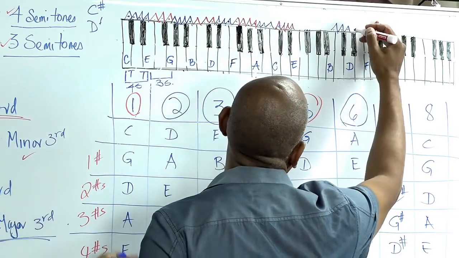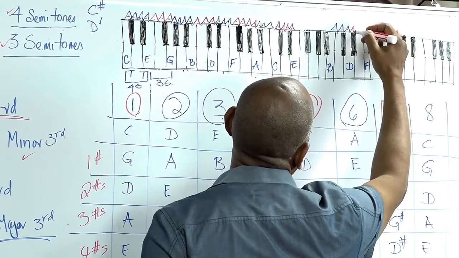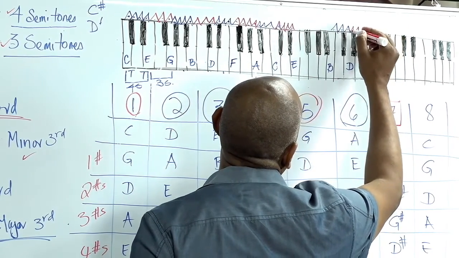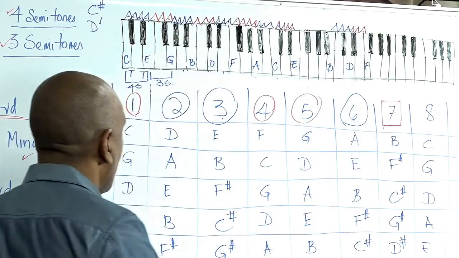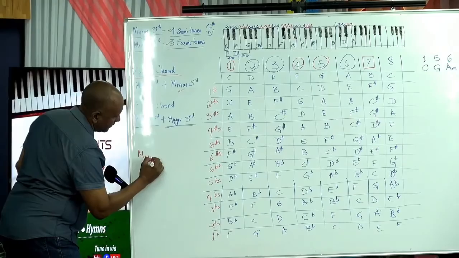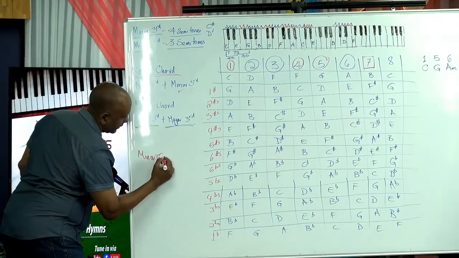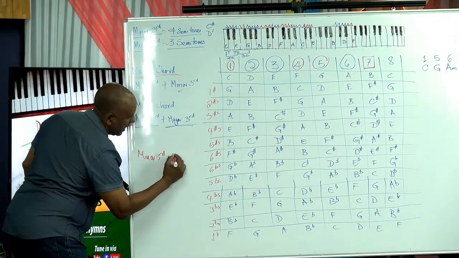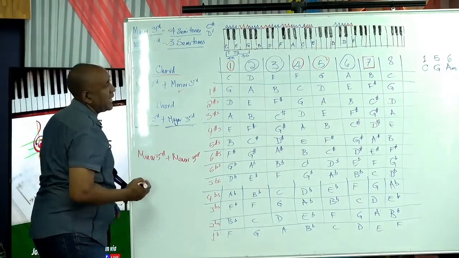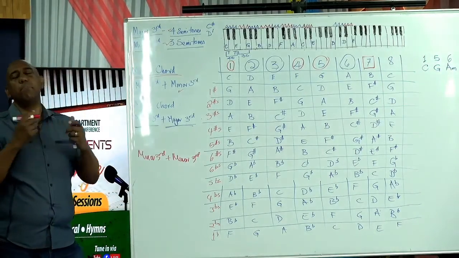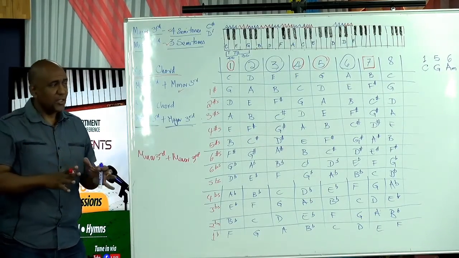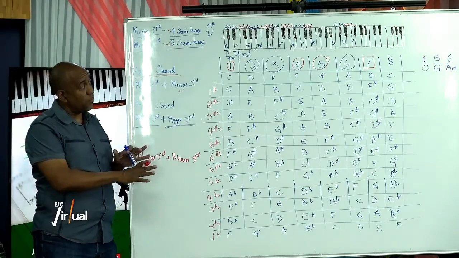And from D to D sharp, 1. D sharp to E, 1. And E to F, another. We have 3 semitones. So we have a chord here that has a minor third plus a minor third. And that constitutes our diminished chord. We're not going to be using our diminished chord today, so we're going to ignore that right now.